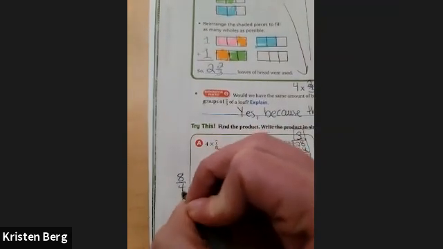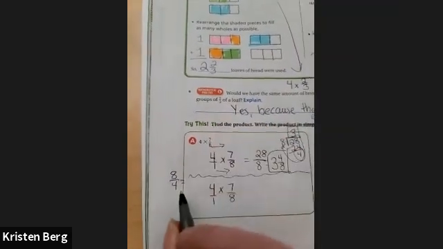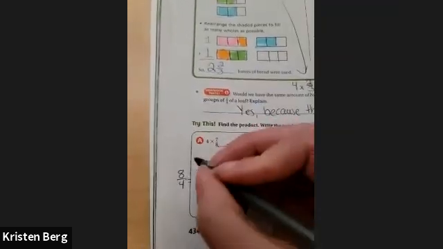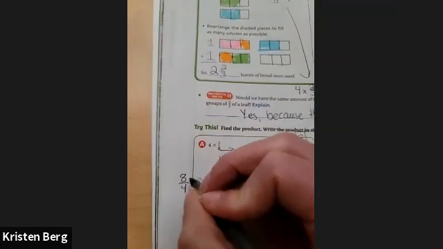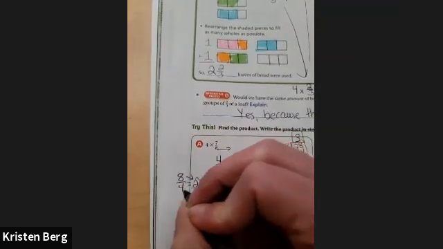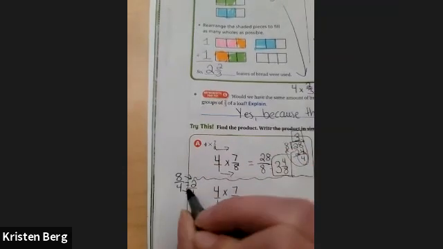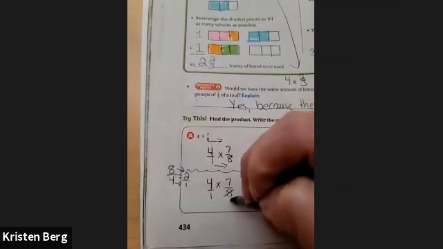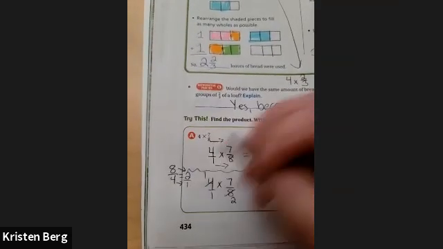Can 8 divided by 4? Can you do it? Can 4 go into 8 evenly? It sure can. That'd be 2. So therefore, the 8 would be a 2, and then if this was in a fraction form, the 4 would now become a 1. So this would become a 2, and this would become a 1.